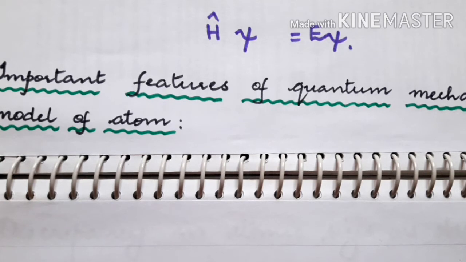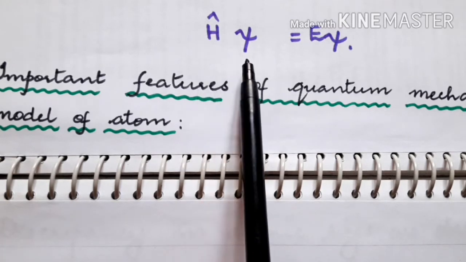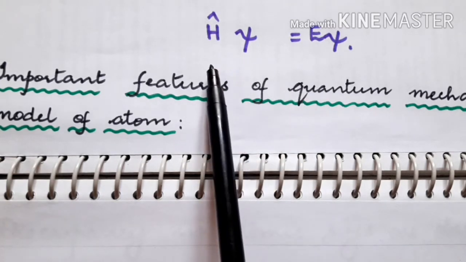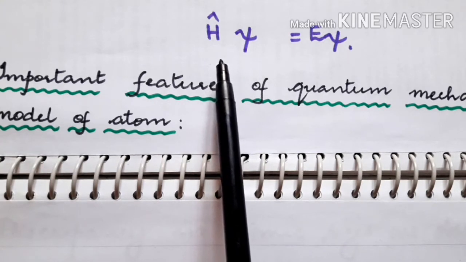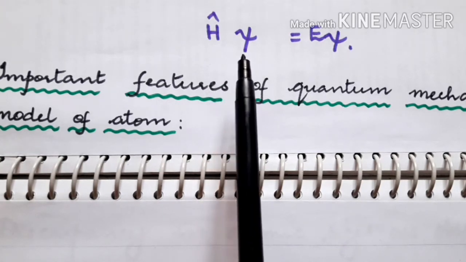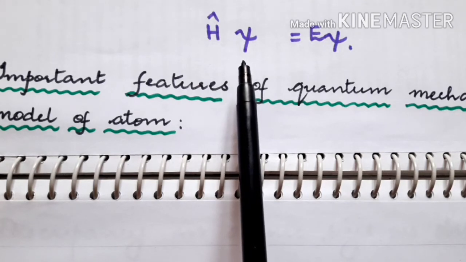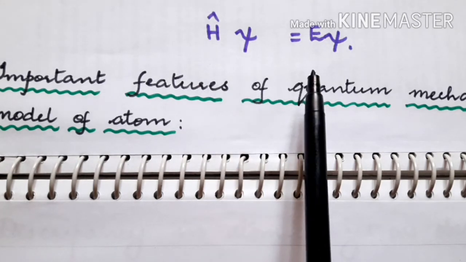Hello students. Today we'll be learning about the quantum mechanical model of the atom and its important features. As you have learned earlier, quantum mechanics deals with the dual nature of matter, and the Schrodinger equation is the basic equation required for quantum mechanics. It states that H cap psi is equal to E psi, where H cap is known as the Hamiltonian operator, which is a mathematical operator which operates on the wave function psi, and E is the energy of the electron.